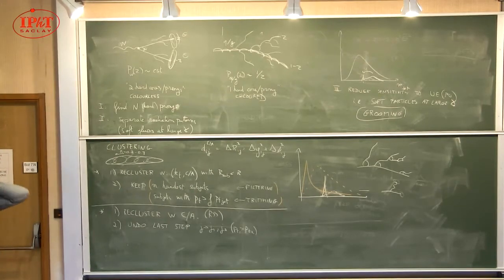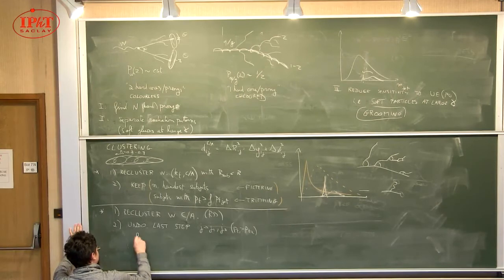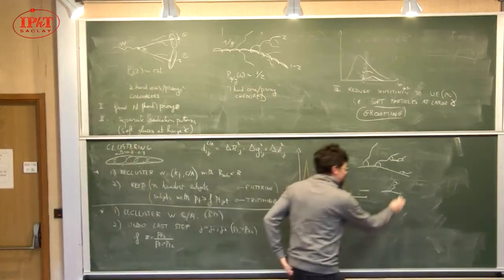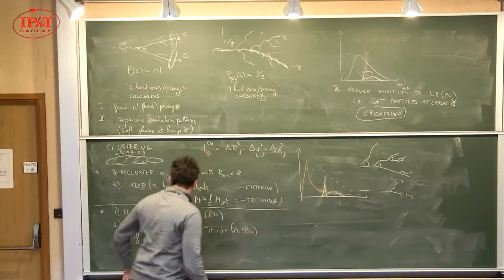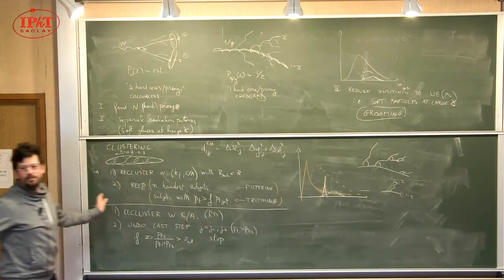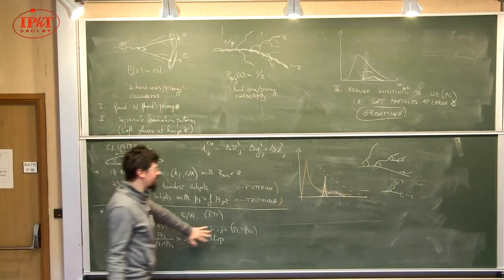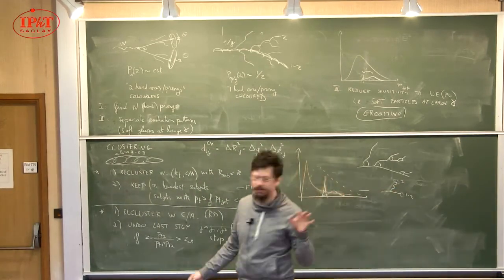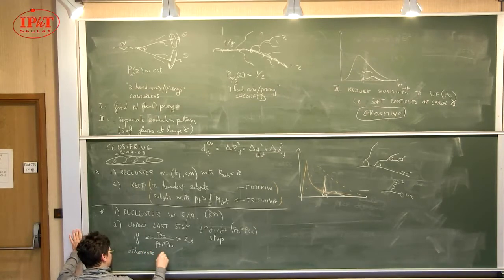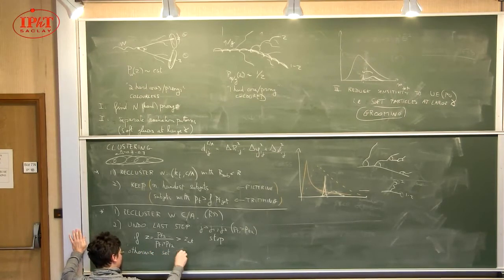You want to find hard guys. So what you're going to do is to say, if z, which is pT2 divided by pT1 plus pT2, so this is z, this is 1 minus z. If z is bigger than z cut, you stop. If z is bigger than z cut, it means these two guys are hard enough. By hard, what you mean is harder than z cut. And I found two hard guys in my jet. Otherwise, set J equals J1 and repeat.